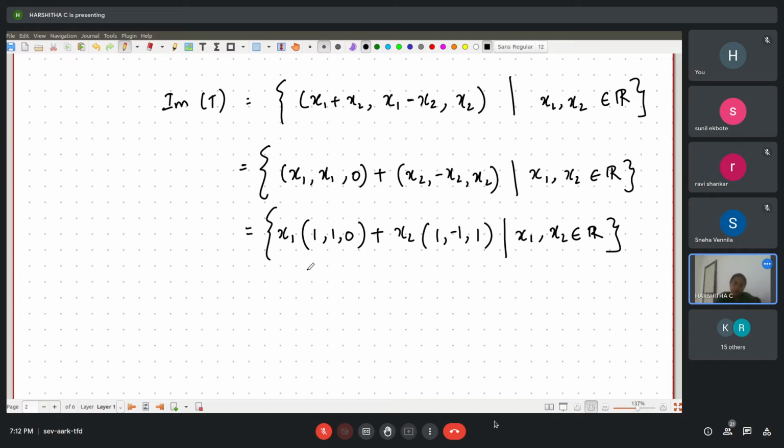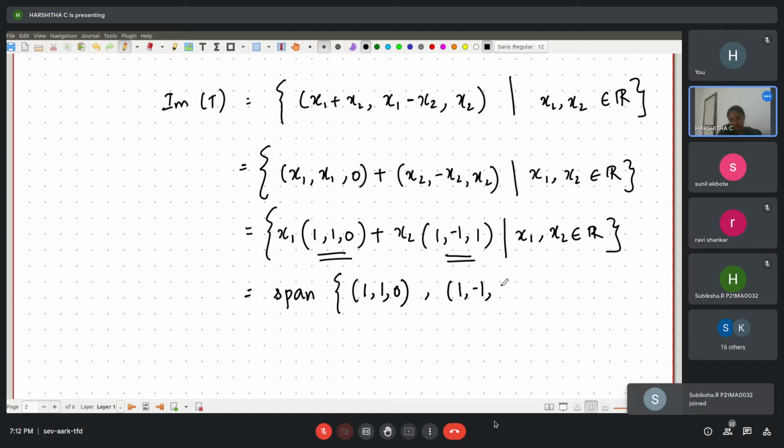So what is the image of T? You see that there is one vector and another vector, and you are actually looking at the span of these two vectors, right? What do you mean by span of vectors? You take all combinations of those two vectors. So if you recollect what span is, you can see that this is nothing but the span of (1, 1, 0) and (1, -1, 1).